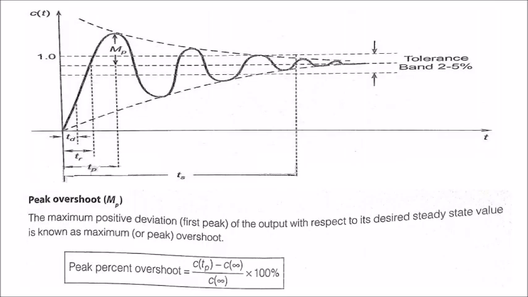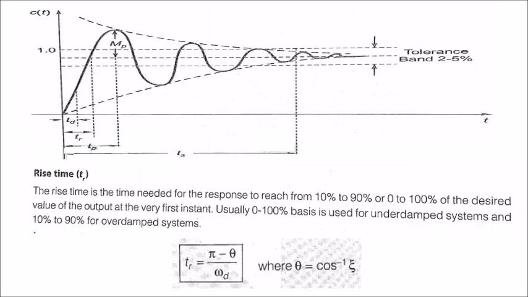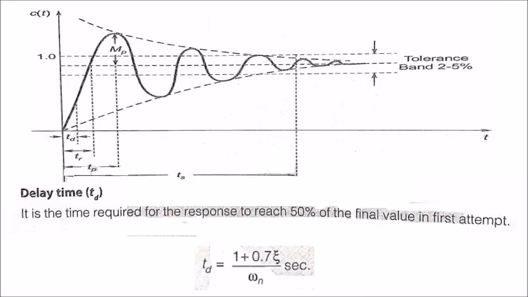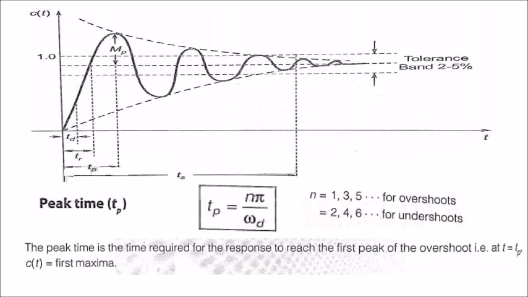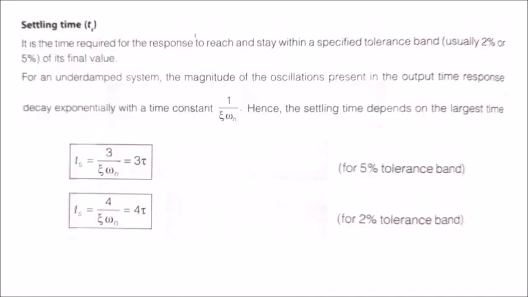So these are some parameters to remember. One more thing is omega d. Omega d is omega n under root 1 minus zeta square. You need to remember that formula also. I forgot to give the formula, so I repeat: omega d is equal to omega n into under root 1 minus zeta square. Okay, so this is it.